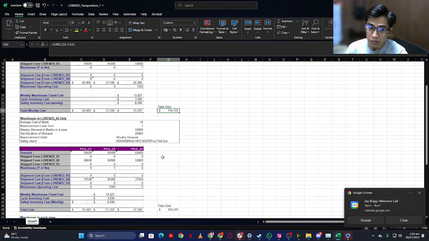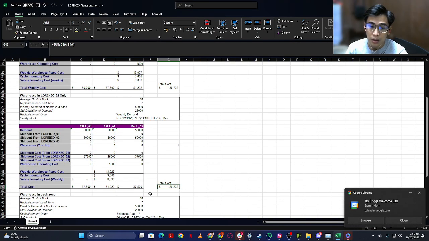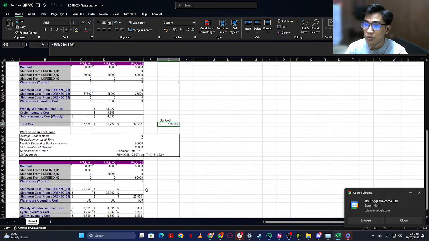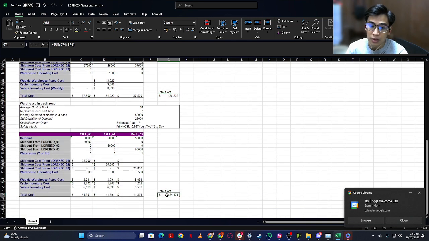Scenario 2, a single regional warehouse, leads to a lower cost at 126,222. And then the multiple warehouses have the very lowest total cost that we yielded, which is 124,174. These comparisons highlight the impact of warehouse placement and transportation strategy on total cost.